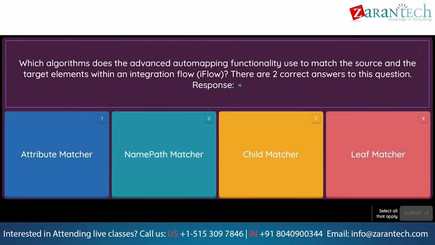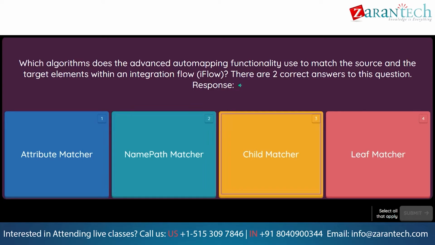Question: which algorithms does the advanced auto mapping functionality use to match the source and the target elements within an integration flow, iFlow? There are two correct answers to this question. Response: Option 1 Attribute Matcher, Option 2 Name Path Matcher, Option 3 Child Matcher, Option 4 Leaf Matcher.